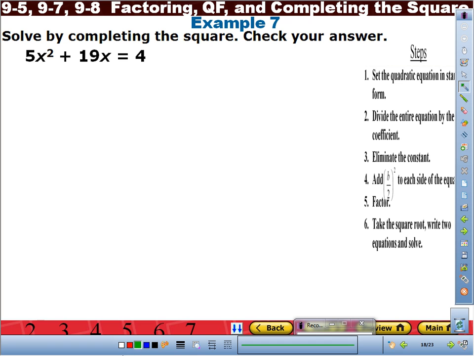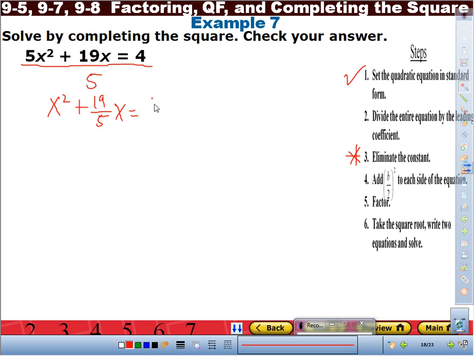Okay, here we go. So, let's look at it. Number 1, standard form, but don't they already have the constant on the other side of the equation? Does everybody see that? So they already did step 4, which means they already checked for step 1, and all we need to do is go back and do step 2. Divide the entire equation by what? The leading coefficient, which is 5. So then we're left with x squared plus 19 over 5x equals 4/5. Yay, fraction.